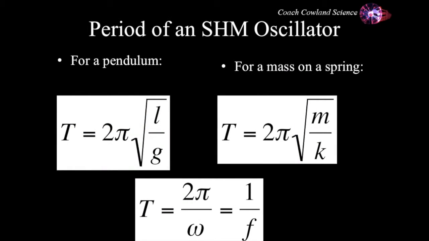To calculate the period of oscillation for a simple harmonic motion oscillator, the equations are slightly different depending on what kind of oscillator it is. For a pendulum, the period of oscillation T is equal to 2 pi times the square root of the length of the oscillator divided by the acceleration due to gravity. For a mass on a spring, the period of oscillation T is equal to 2 pi times the square root of m, the mass, divided by the spring constant k. For both of these, the period is inversely proportional to the frequency. The frequency is the number of oscillations in a second, and it's equal to omega, the angular speed, over 2 pi.